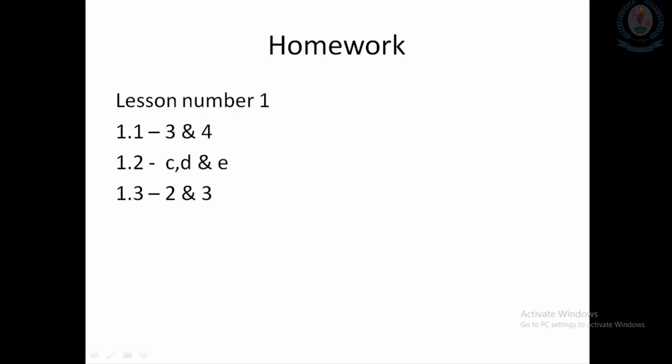You have to do the homework: lesson number 1.1, question number 3 and 4; lesson number 1.2, exercise C, D and E; exercise 1.3, second question and third question.